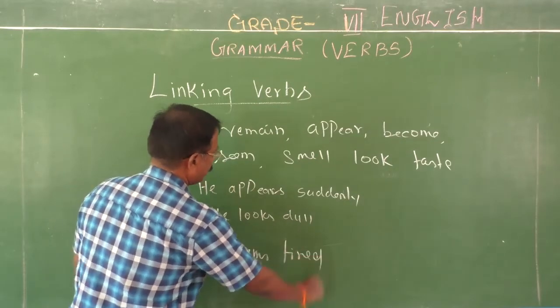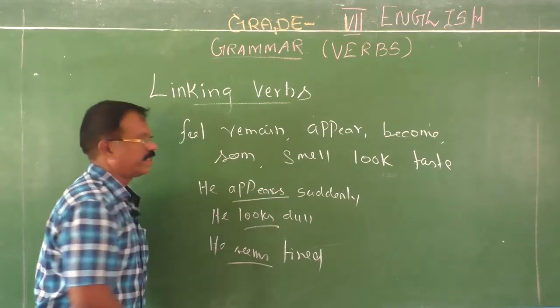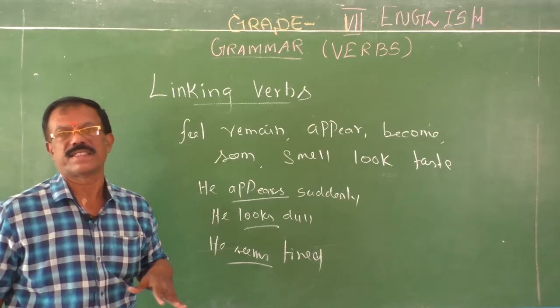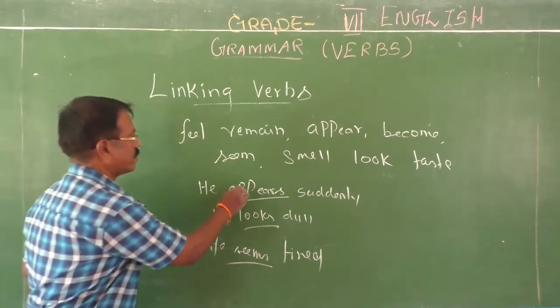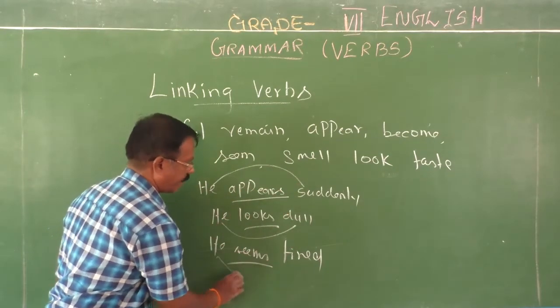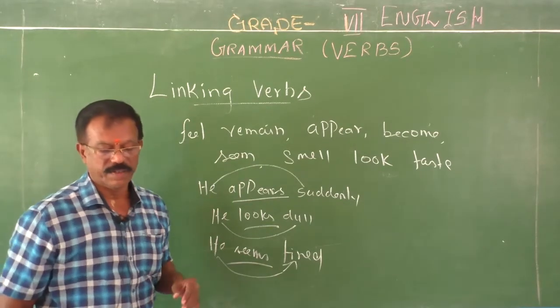tired. In all these sentences, the verbs appears, looks, seems do not show any action. They show the position or the status. So they are called linking verbs. They just connect the subject with a predicate. Okay, so they are all called linking verbs.